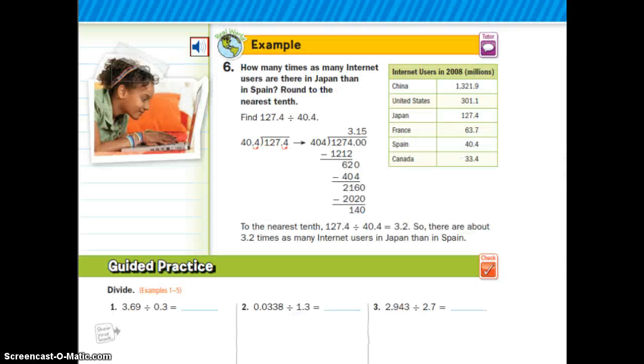Let's keep going. How many times as many internet users are there in Japan than Spain, round to the nearest tenth? So we have 127.4 divided by 40. So we know it's about 3, because 120 divided by 40 is 3. When you do the math, you get 3.15, and they want it to the nearest tenth. So we put our line, we look over, we get 3.2. It's your turn. Be very careful with working the problems. Come back when you're done.